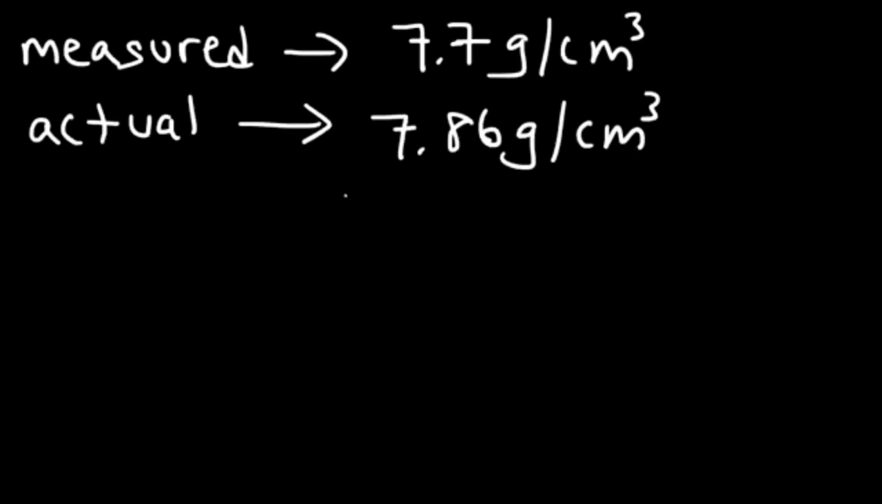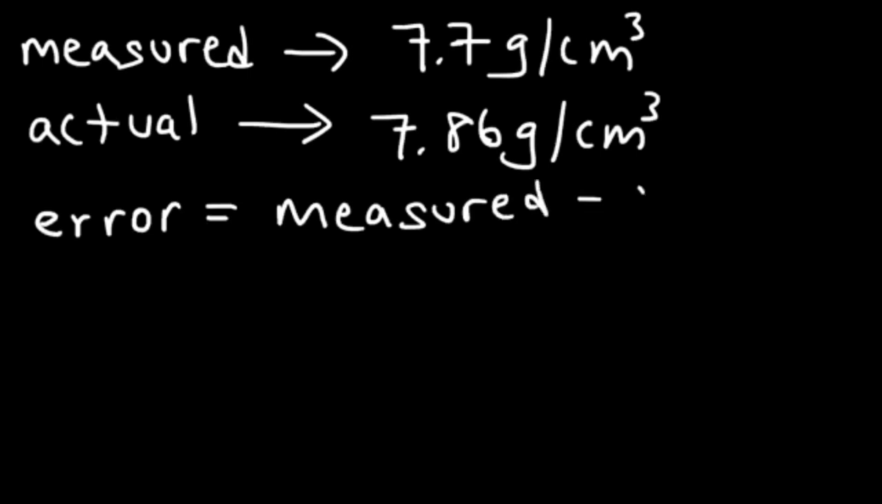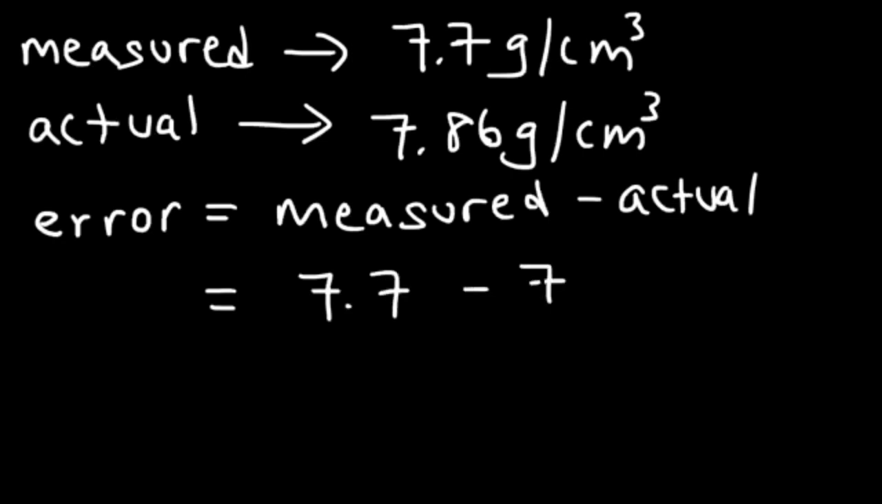So let's start with the error. The error is going to equal the measured value minus the actual value. So the measured value we saw was 7.7 and the actual value is 7.86. So 7.7 minus 7.86, so the error is negative 0.16.